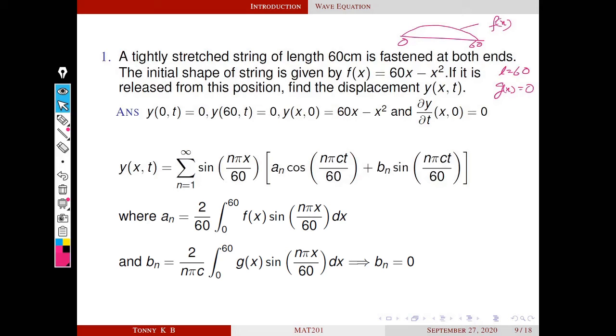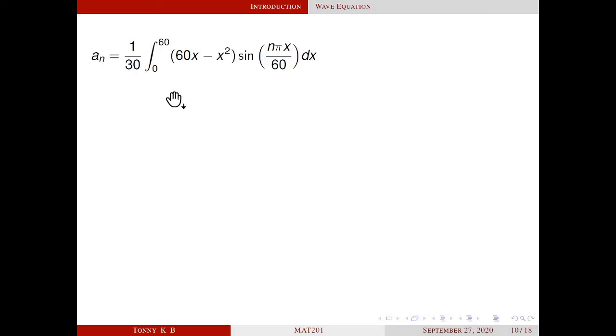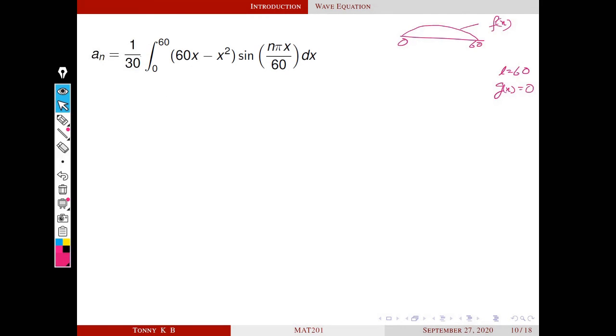Next we have to find An's, by substituting f of x as 60x minus x square. 1 by 30 integral 0 to 60, 60x minus x square into sine n pi x by 60 dx. Next we are going to integrate this using the general rule of integration by parts.